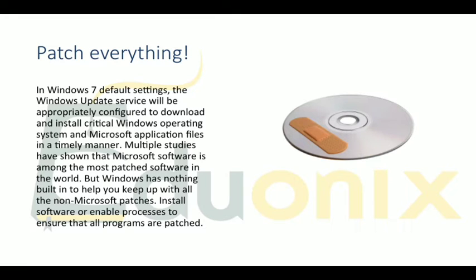Patch everything. Yeah, that's kind of exactly as it should be. So in Windows 7 default settings, the Windows Update service will be appropriately configured to download and install critical Windows operating system and Microsoft application files in a timely manner. Multiple studies have shown that Microsoft software is among the most patched software in the world. No surprise there. You know what it's like, 5 o'clock, time to go home, you go to turn your laptop off. It says, installing a million updates, please don't power off the machine. How annoying. But Windows has nothing built in to help you keep up with all the non-Microsoft patches.